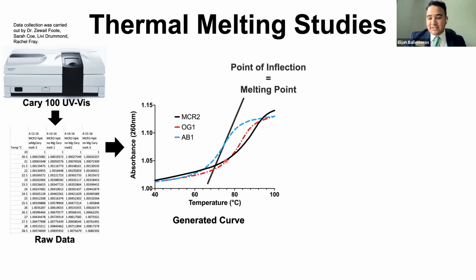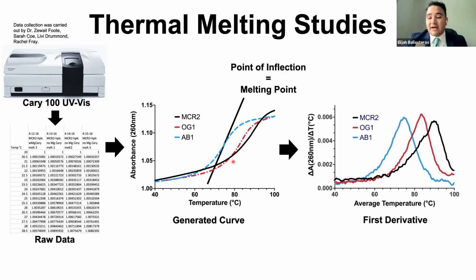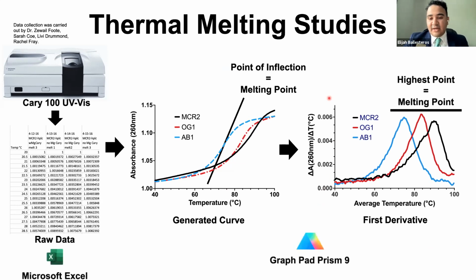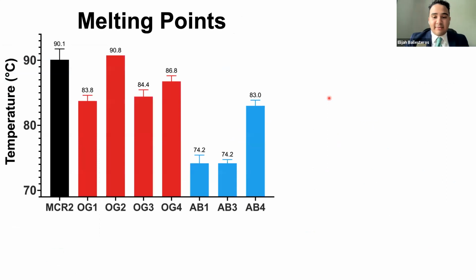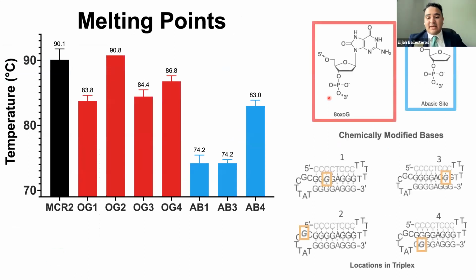The point of inflection, in this case, is the melting point, and to quantitatively calculate this, the first derivative graph was generated, and the highest point from this graph was determined as the melting point. This was done on Microsoft Excel and GraphPad Prism 9. Here we see the melting points, and the red indicates, again, the 8-oxoguanine, and the blue, the abasic sites.